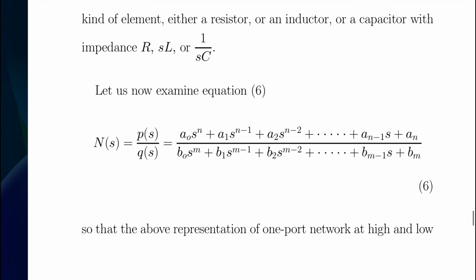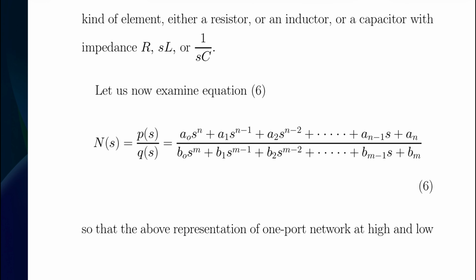Let us now examine equation 6, which is given here. N(s), the transfer function, is the ratio of P(s) upon Q(s). This is a0 s to the power n plus a1 s to the power n minus 1 plus a2 s to the power n minus 2 plus so on and so forth plus a(n-1) s plus an, upon b0 s to the power m plus b1 s to the power m minus 1 plus b2 s to the power m minus 2 plus and so on, b(m-1) s plus bm.